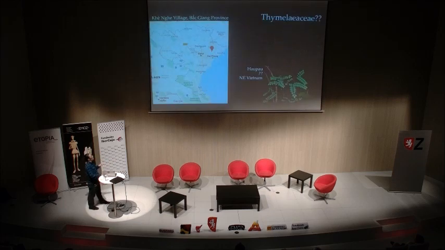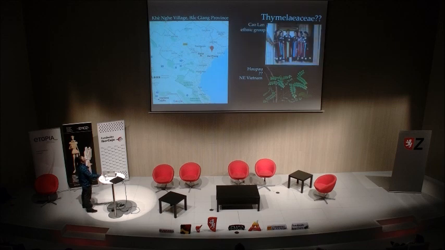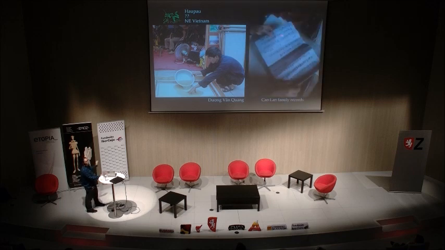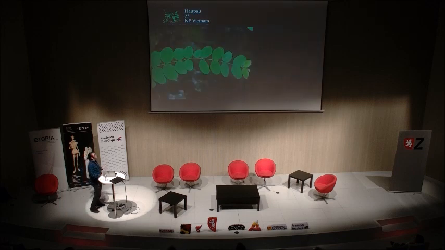Okay, one more, hao pao. So hao pao is made in northeastern Vietnam. The Cao Lan ethnic group do that, and here's Dung Van Quang, who's making the hao pao paper using the same stretched mosquito netting, but he does it suspended in water on the ground. They use it to record their family history.